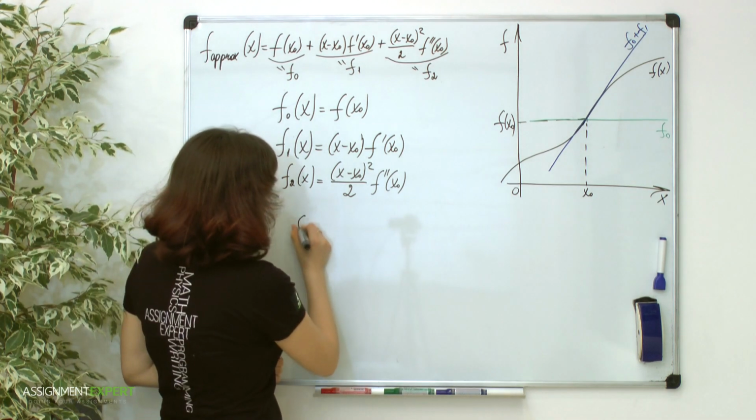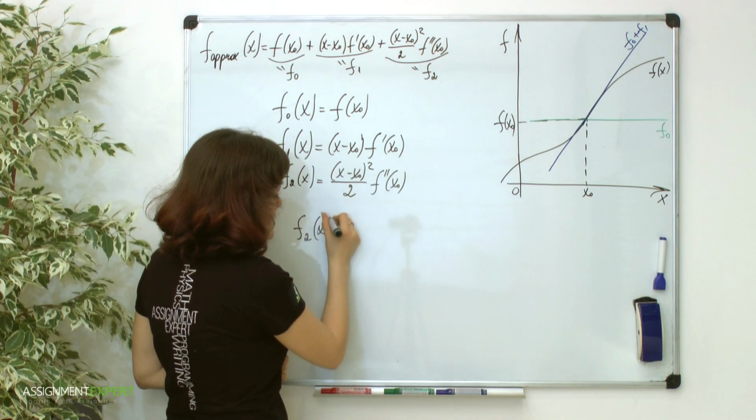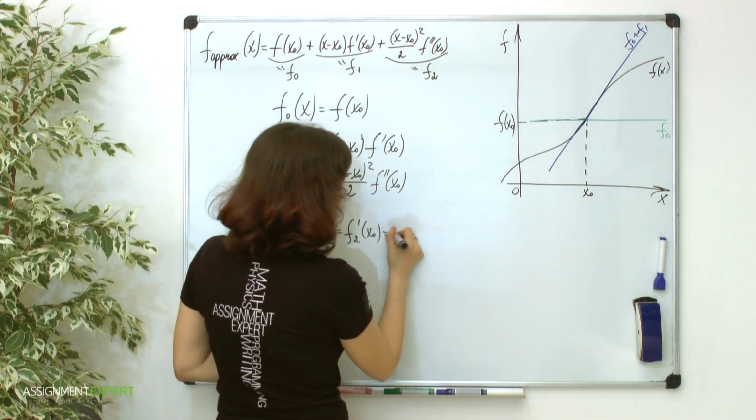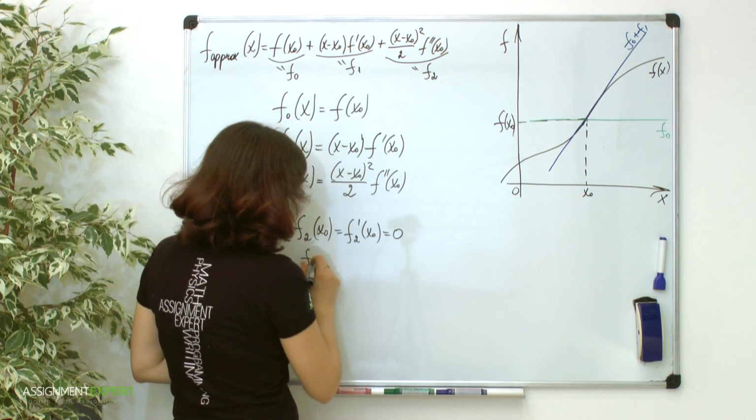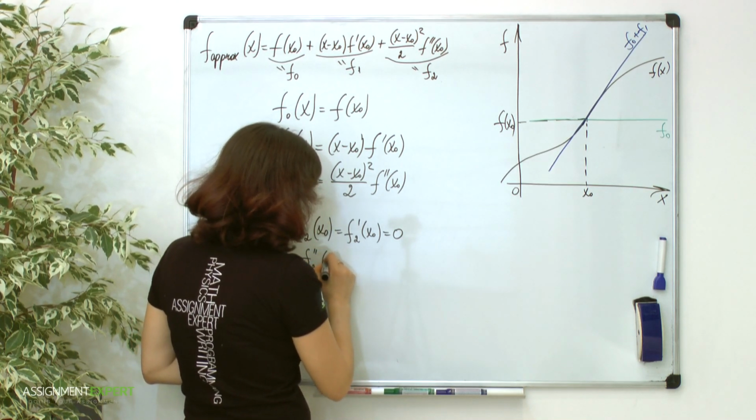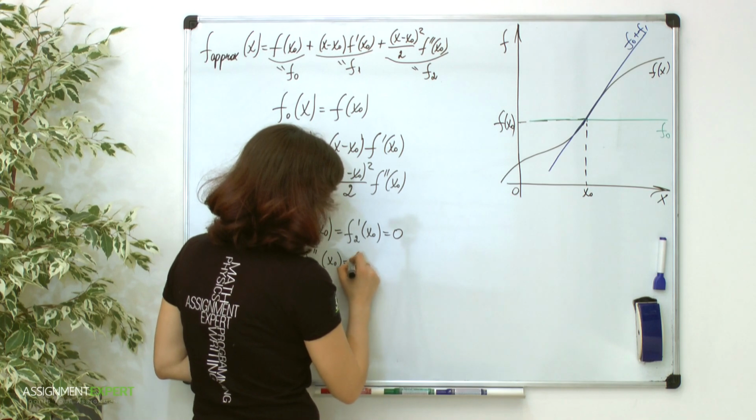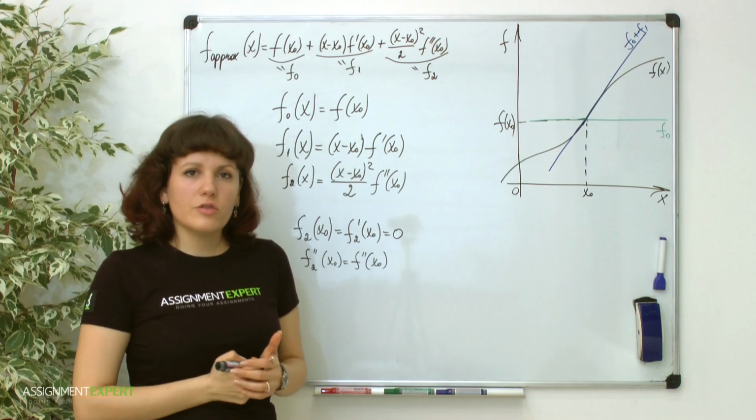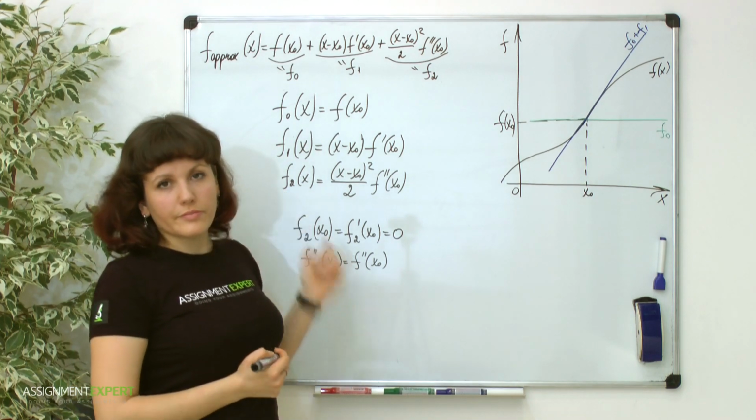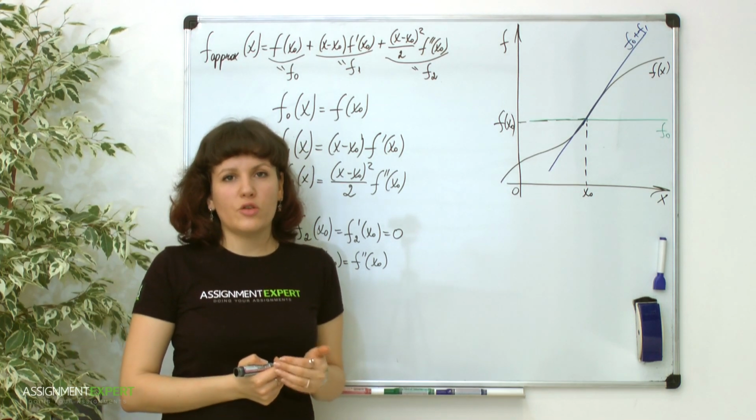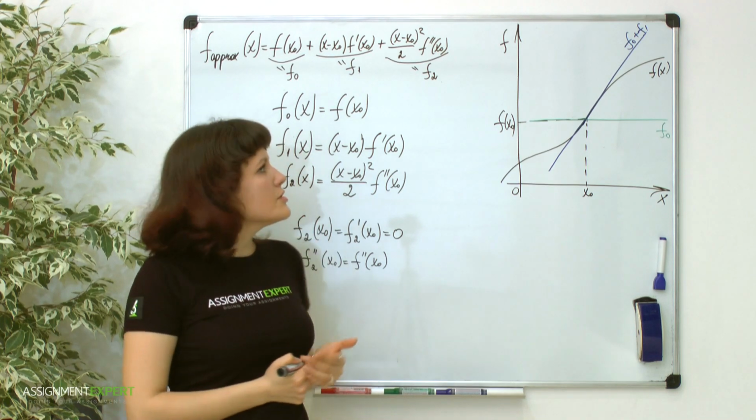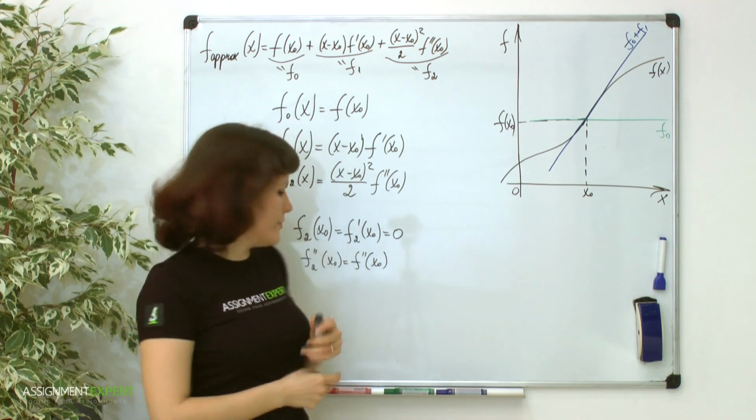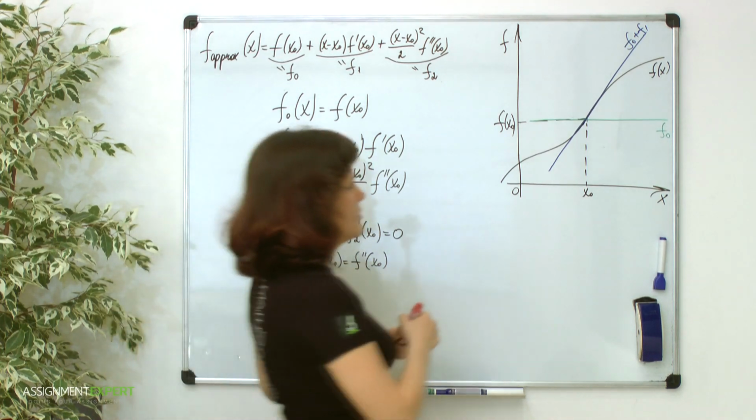That's why f2 of x0 equals f2 prime of x0 equals 0. But f2 double prime of x0 equals f double prime of x0. The next derivation turns it into 0 again. Thus, we constructed an approximation of our function so that it resembles f of x along with its first and second derivative. Look at the graph. The obtained approximation is a parabola.